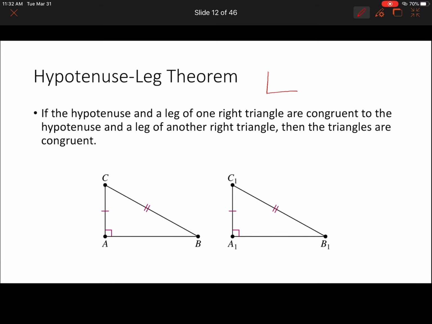Now, let's add another theorem to our list that allows us to know that triangles are congruent. So the theorem is called the hypotenuse leg theorem. Now, if you're not familiar, in a right triangle, where this is the right angle, this side is the hypotenuse.